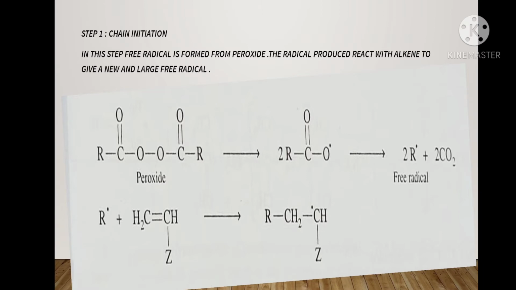Next is the chain initiation. In this step, a free radical is formed from peroxide. The radical produced reacts with alkene to give a new and larger free radical. You can see that the peroxide bond is the O single bond O. It is also called peroxy linkage.